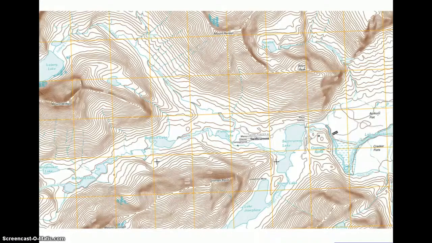All right, so here's another contour map. Hopefully you can use some of the rules we went over and figure out some of the topography, some of the shape of the landscape. We're going to be doing a lot of this in class.